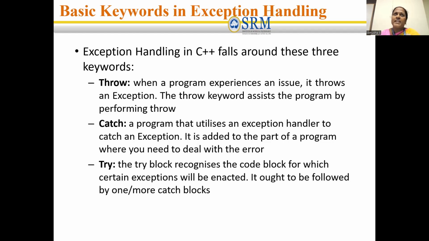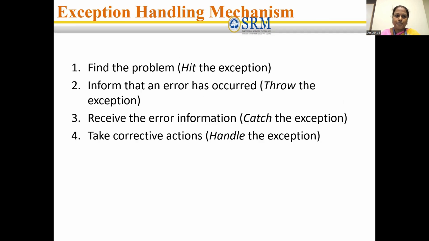When the try block identifies any exception, it is thrown by the throw block. So when the program experiences any abnormal case, the throw block will throw the exception. The throw keyword is used for this purpose. Whatever exception is thrown by the throw block, the catch block will utilize that exception. It is called an exception handler. It catches the exception and returns the corresponding exception name. It is added to the program following the try block.